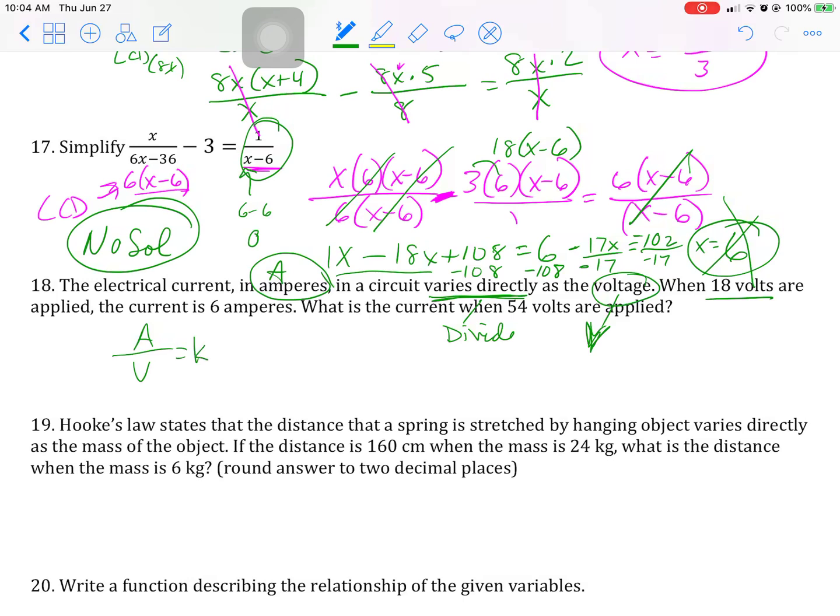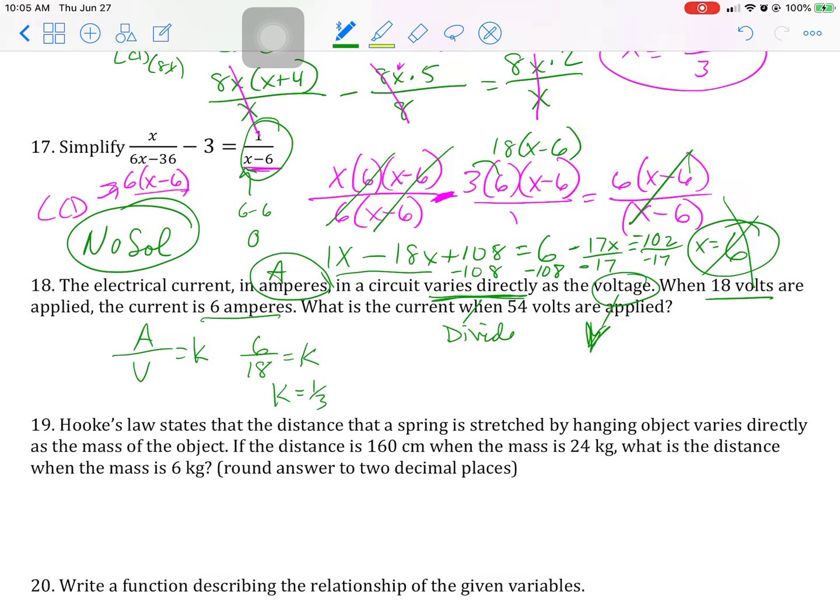All right? And then you look at the given information. You put it where it belongs. So 18 is a volt. 6 is an ampere. So that makes K, whatever this is a reduced fraction, which is 1/3. So K equals 1/3. Okay? Keep it in a fraction. Don't make it a decimal.